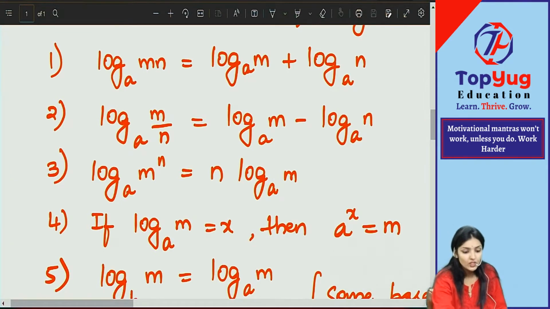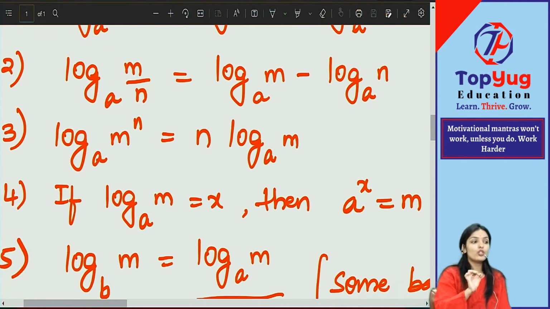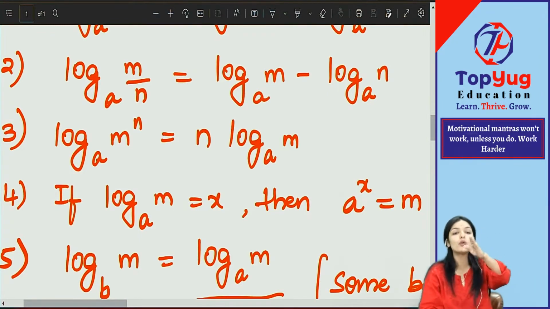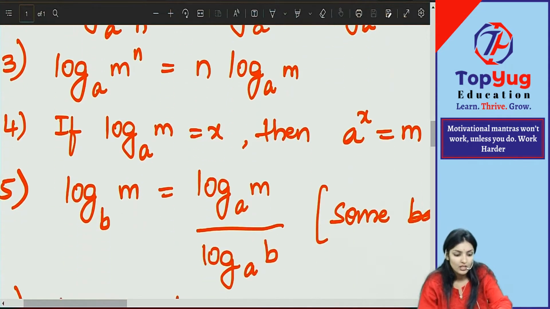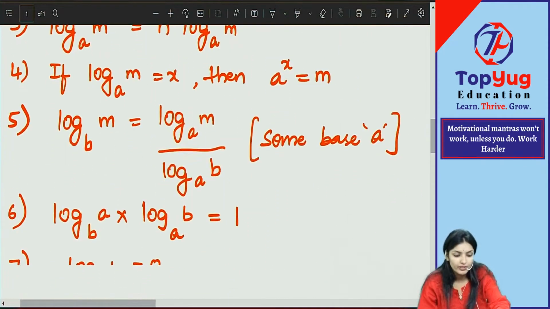Okay. Now log m to the power n is equal to n into log m. Meaning the power you have to send this side. Power you have to send this side. Okay. So the third one we are done.